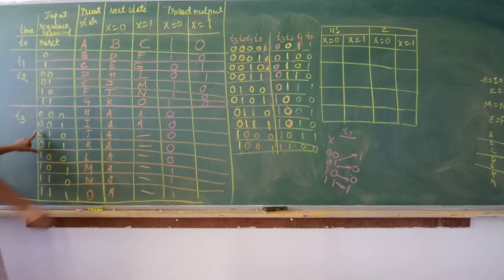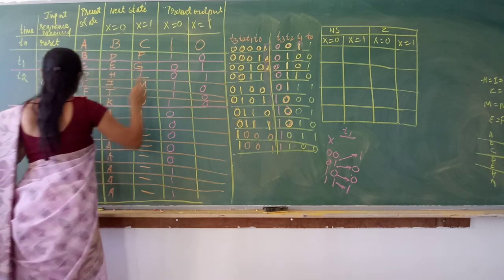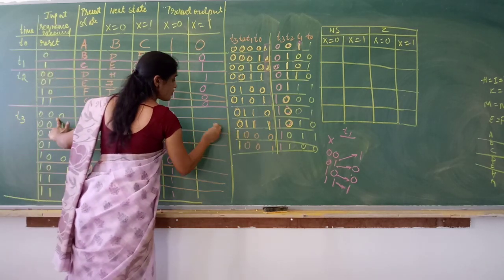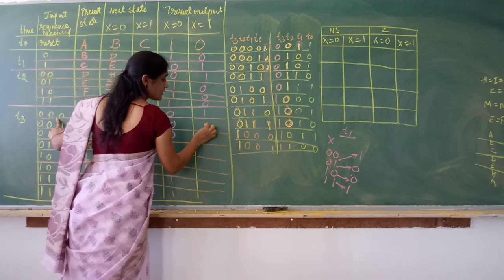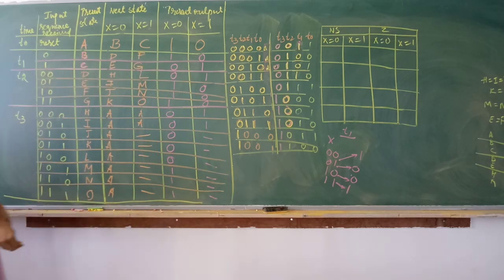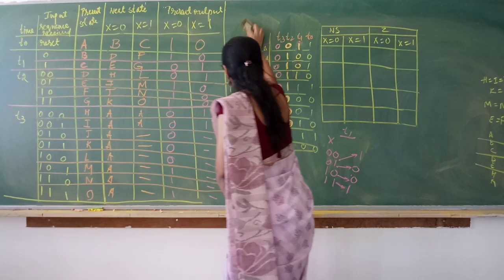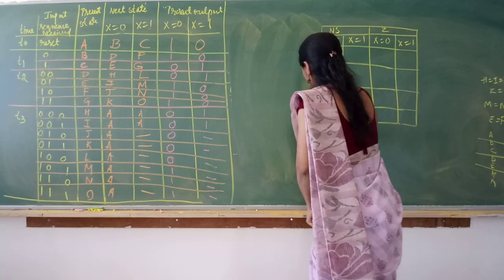Okay. Now, the output is 1, 1, 0, 0, 1, 1. Otherwise, it is X because these do not exist. Right, this is how we fill the output column also. So once we finish writing the state table, I'll erase this because I don't need it now.